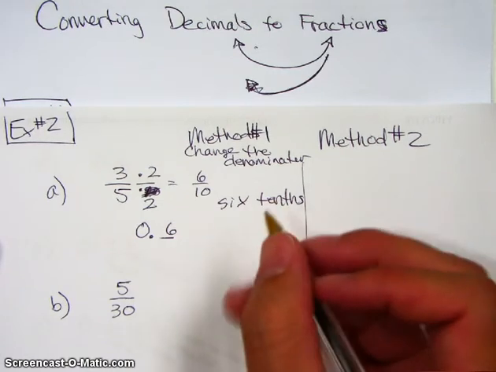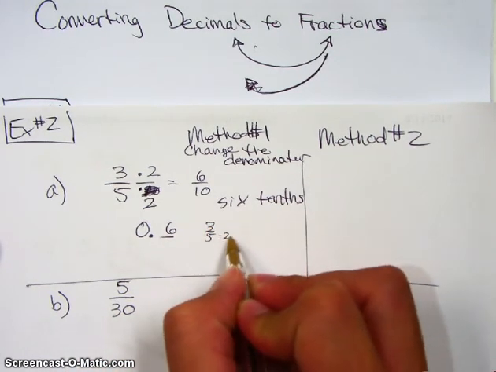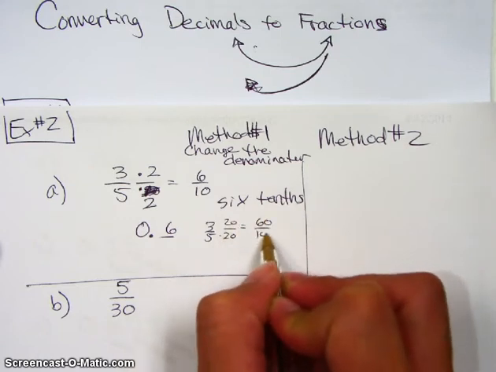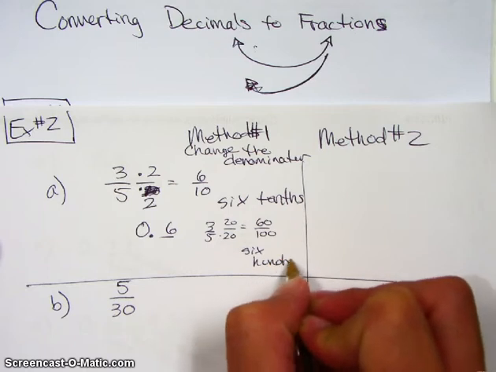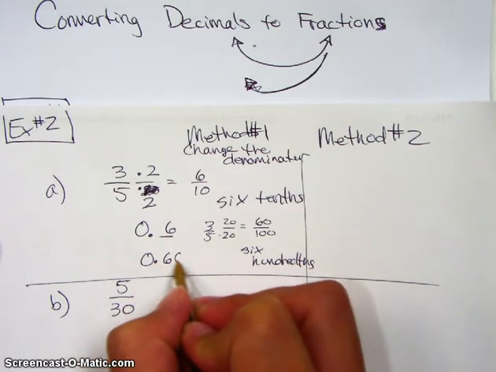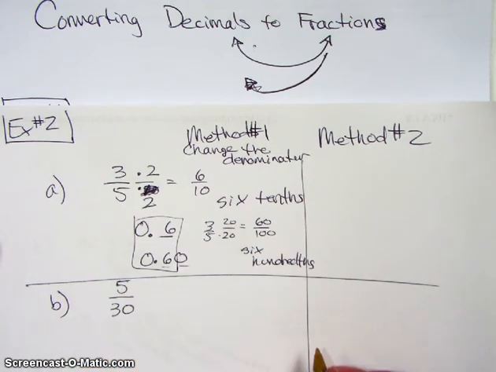Okay. Another method for that same problem, 3/5. If I multiplied both the top and bottom by 20, I get 60 over 100. This would be 6 hundredths. And you'll see if I write 6 hundredths, that's 0.60. That's in the hundredths spot. It really doesn't matter because both of these are the same value, just like that.